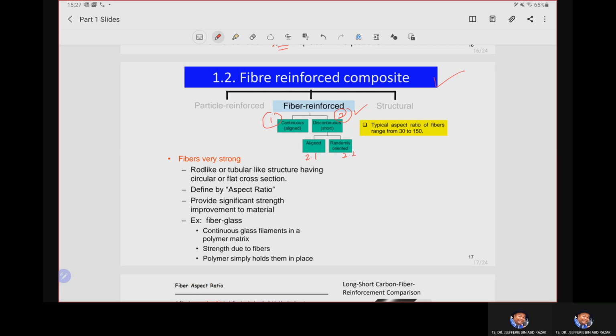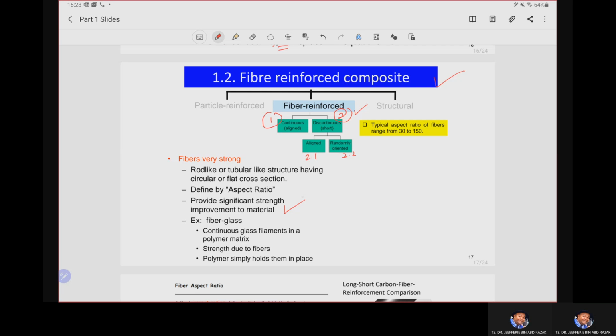For the short fibers, the fiber length is short, but it still produces a significant improvement in strength. Fiber reinforced composites are technologically important, where most of the design goals for using fibers in composites are to obtain high strength but with very lightweight characteristics, because the fibers are very strong. So it provides significant strength improvement to the material.